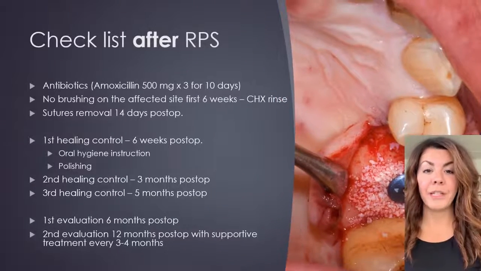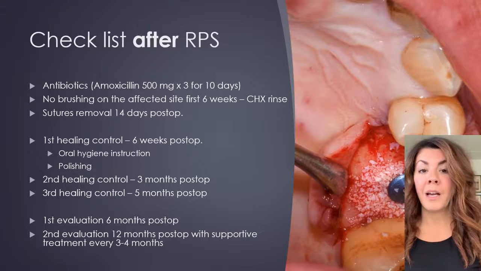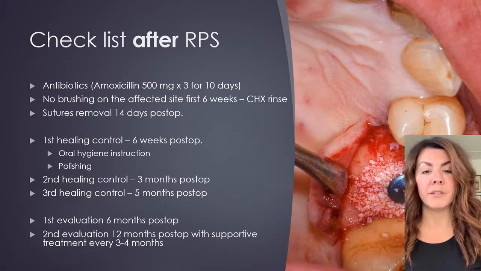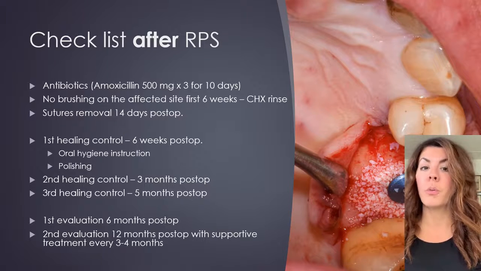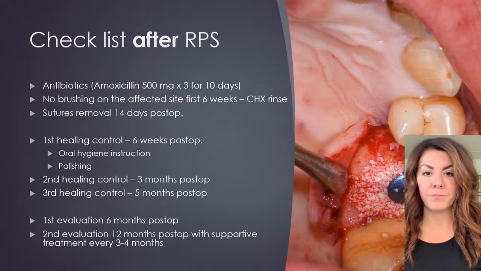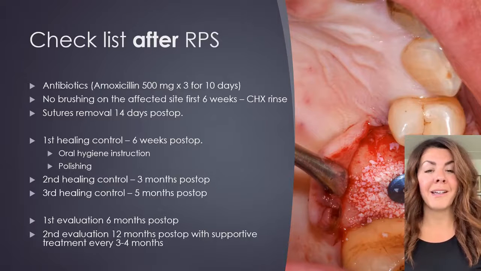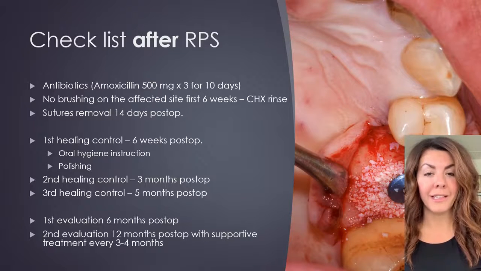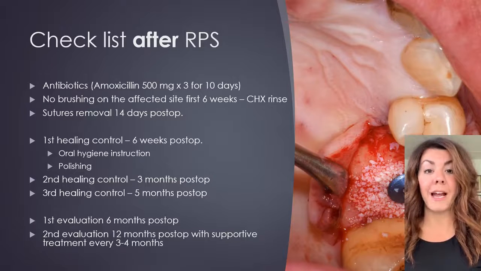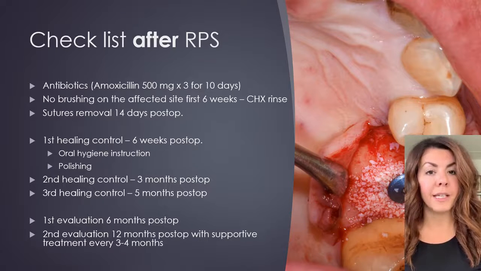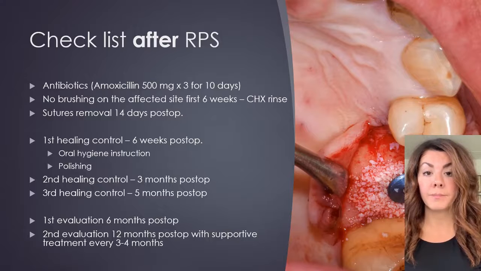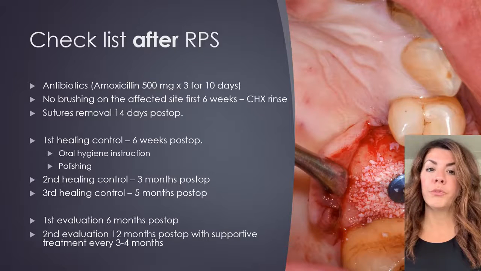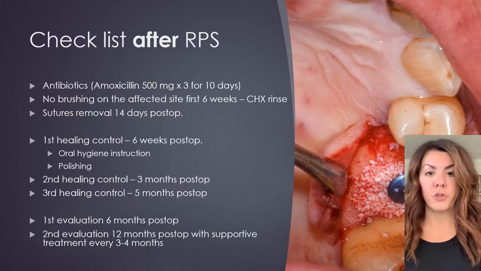Checklist after reconstructive surgery. I will always prescribe antibiotics after reconstructive surgery to lower the risk for post-operative infection. The patient is not allowed to brush on the affected site during the first 6 weeks after surgery. Instead, I recommend the patient to rinse with chlorhexidine twice a day during the first 6 weeks. Usually, I remove the sutures 2 weeks after surgery.